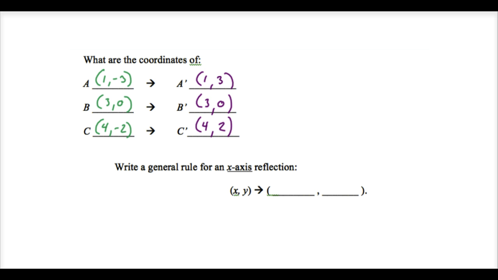General rule for an x-axis reflection: x equals just x, we don't change it. But the y values do change. They just become the negative versions of each other. So it's going to be x comma negative y is a general rule for the x-axis reflections.